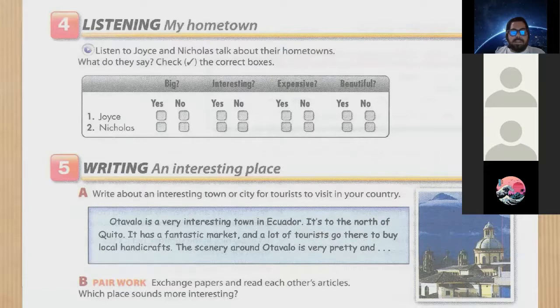Give me a second to open it here. And tell me if you listen or not, guys. Page 74, Exercise 4. Do you listen? Yes. Okay. Let's take a look, guys. Check the correct boxes. Joyce and Nicholas talk about their hometowns.